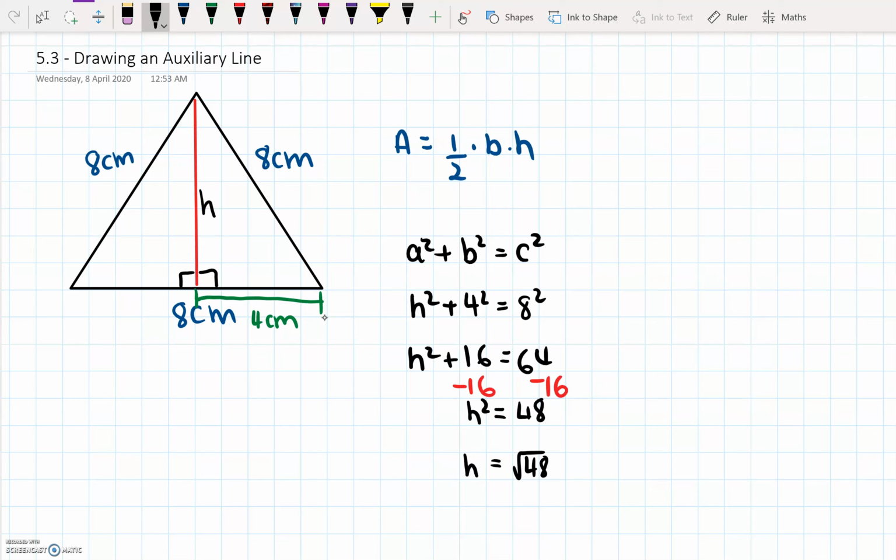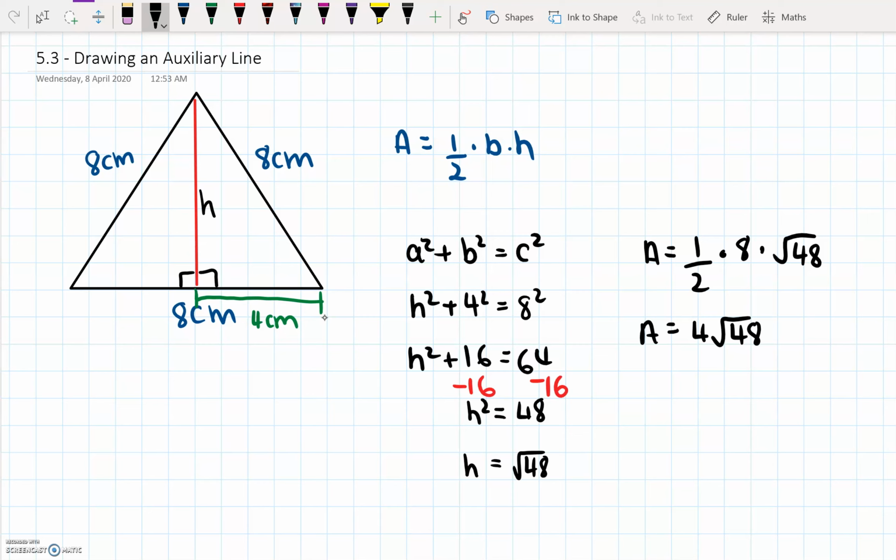So now to calculate the area, we can say the area is half times the base, which we know the base of the whole triangle was 8 centimeters, times the height. And the height was root 48. So our area is equal to half of 8, so 4 root 48.